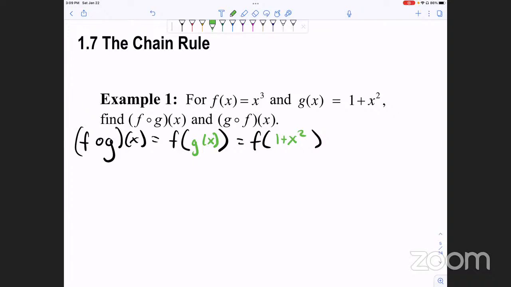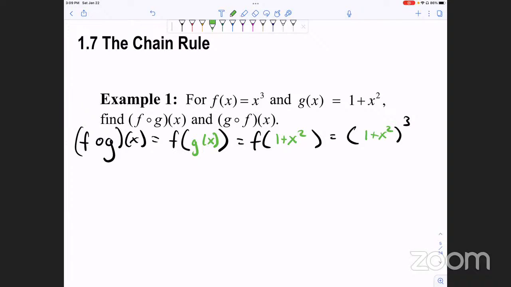Essentially what we're doing is taking the function f of x and replacing each x with the green thing. So if we look at f of x, which is x cubed, we start by replacing each x with a blank set of parentheses, and put the same thing into each set of blank parentheses. So (1 plus x squared) cubed.